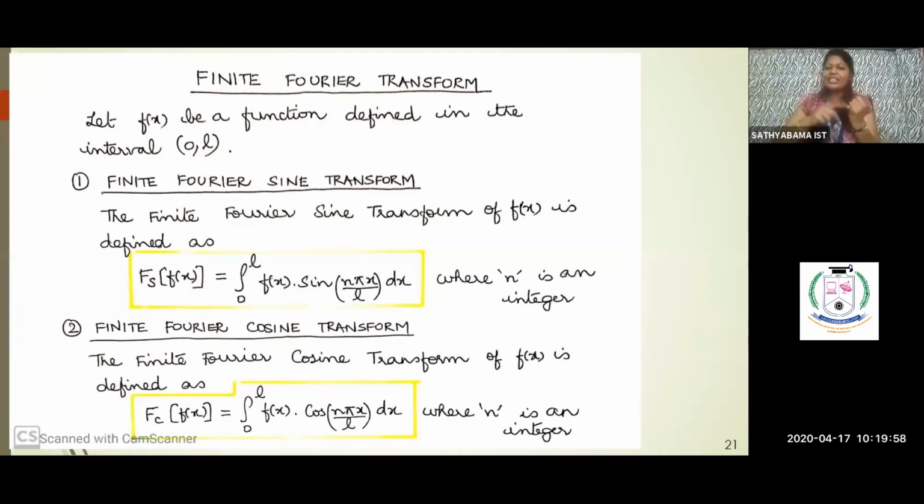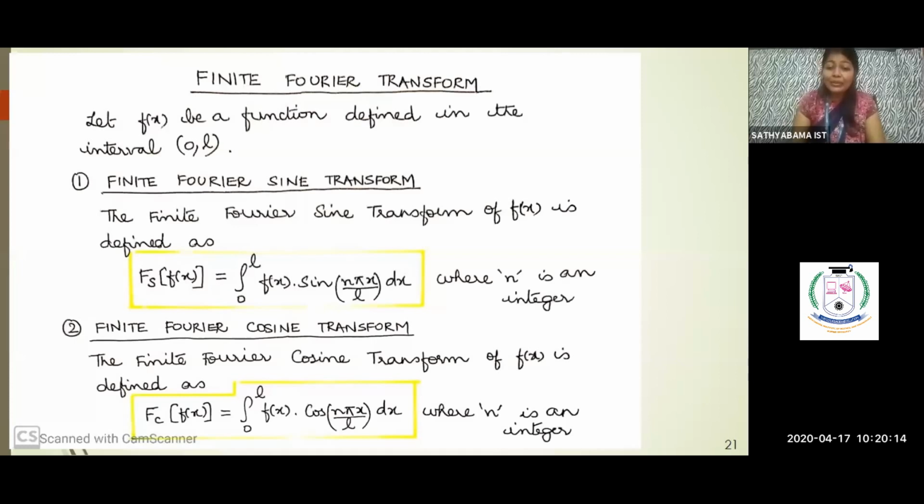One is finite Fourier sine transform. The other is finite Fourier cosine transform. Okay, so let's look at the formula. Here also the notations are the same. How will you denote Fourier sine transform? Fs of f of x. Here also it's denoted as Fs of f of x only.